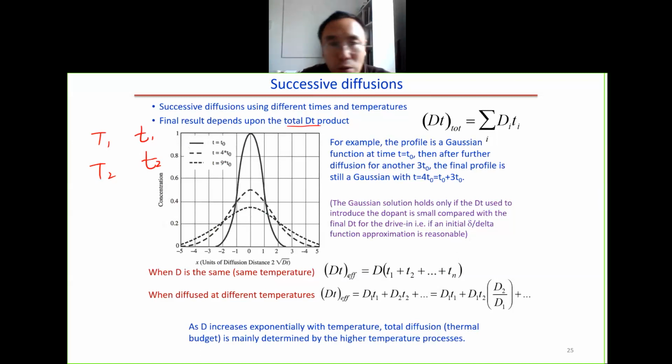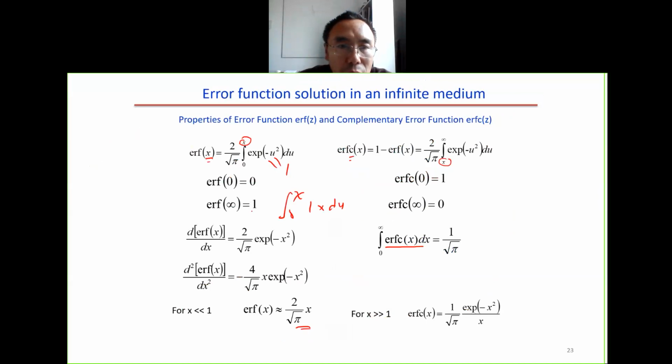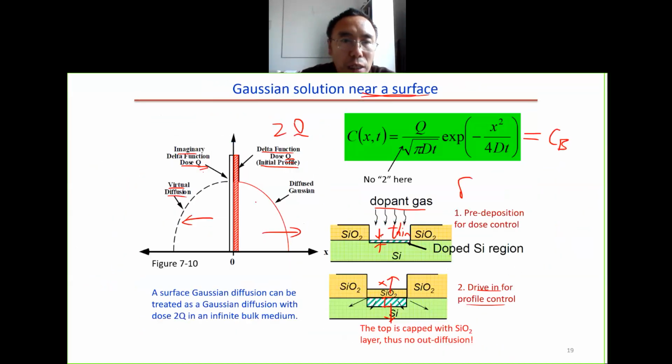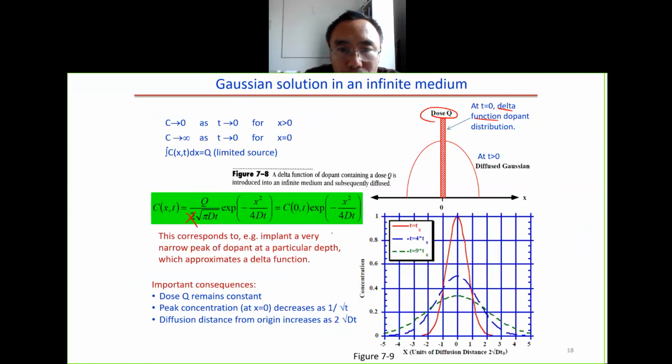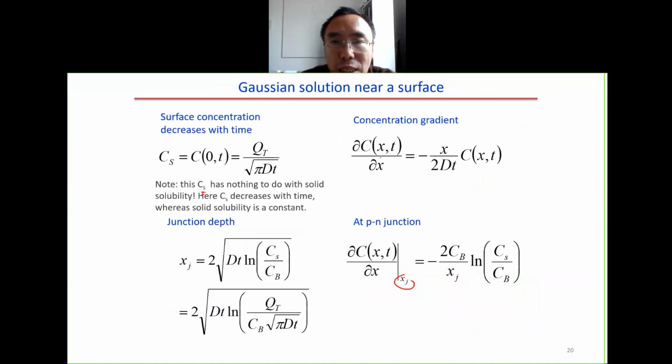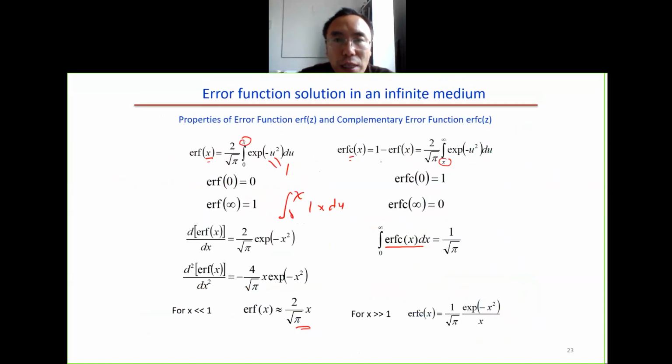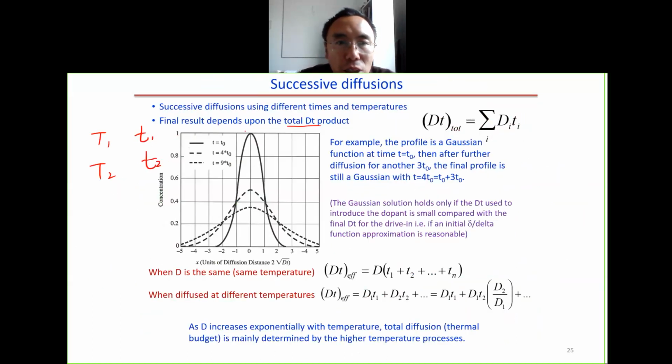If you look at this one, we can see the Dt always come together. Here we have Dt, here we also have Dt. So D and t always come together. So if we know the Dt, we will know the profile. In this case, the total Dt is the sum of the individual Dt. You will do the assignment to show this. But here we can make some simple argument.